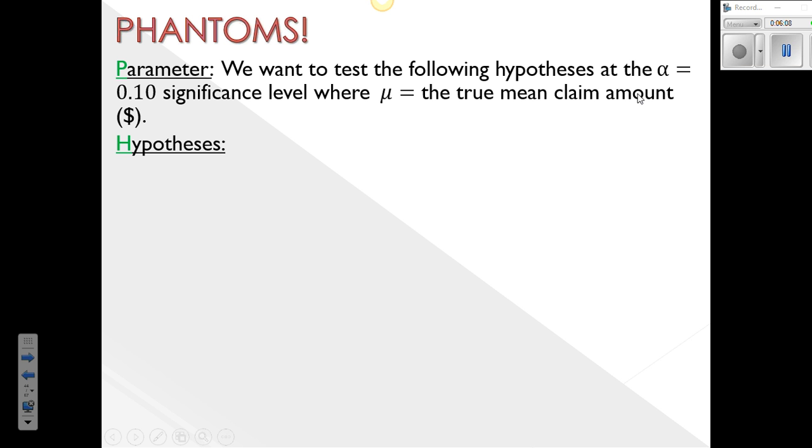Hypotheses. What that's going to look like. H0, which is our null, and HA, our alternative. What's mu going to be equal to? Take a look at your problem. It's going to be 1800. Very good. Yep. Mu is going to be 1800.